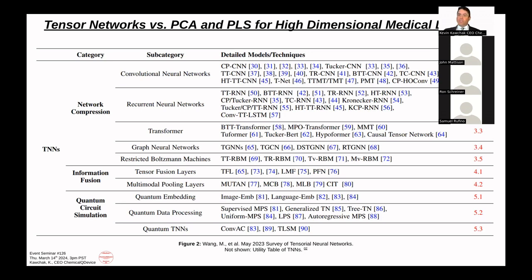So I just came off this huge quantum-inspired machine learning paper by Hoyne et al. This is another one. It's only 22 pages, but it shows you all the different tensorial neural networks, which is the term that they use for convolutional neural networks, recurrent neural networks, transformers, which are huge these days, graph neural networks, restricted Boltzmann machines. So that's a big thing.